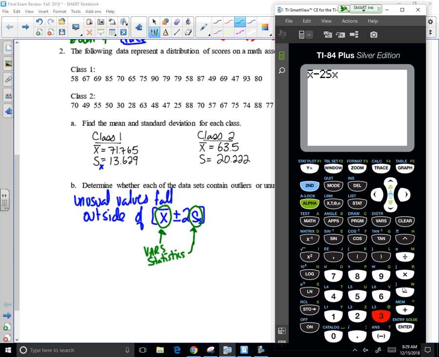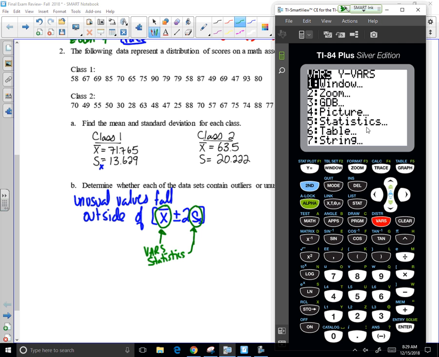So I was writing down Vars, statistics. And then once you get there, you'll see what you need. You have the x bar and the sx is what we're going for.